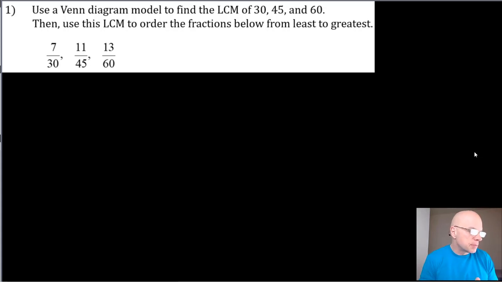We're solving problems by finding greatest common factor and least common multiple on this assignment. I'm going to do problem number 1 with you. Use a Venn diagram model to find the least common multiple of 30, 45, and 60, and then use this LCM to order the fractions below from least to greatest. We'll order them using the LCM because that will also be the lowest common denominator for those 3 fractions.